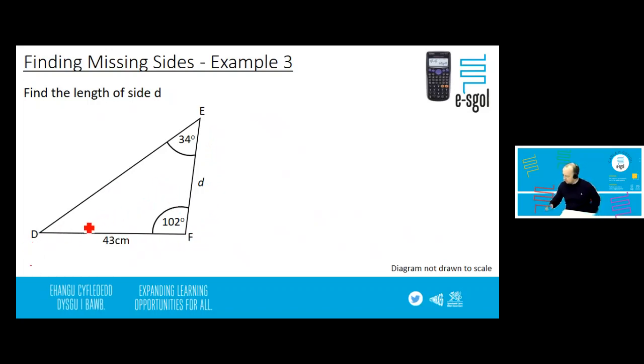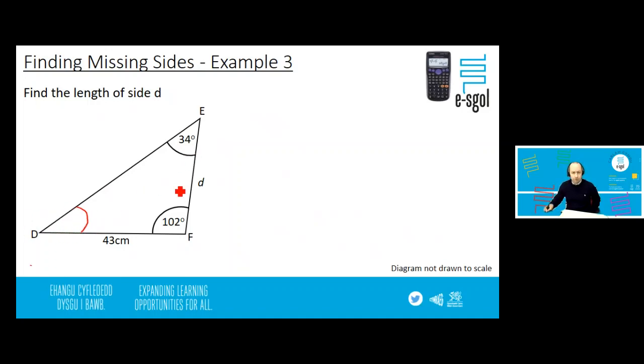But there's a bit of a problem with this question because I haven't got this angle as opposite the side. Now I need the angle opposite the side for the sine rule to work. I've got this angle of 34 and I've got the side of 43. So that can certainly help me with the question. And I've got this 102, but I've got nothing opposite it. So I've got a bit of an issue here. So this angle I'm marking now, I need to find out what this is. I need to sort of find this angle first.